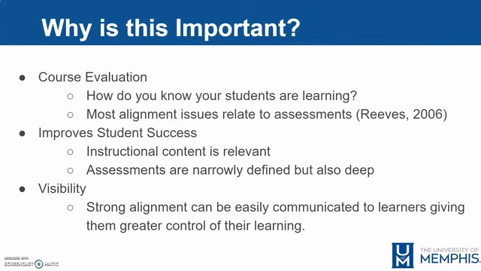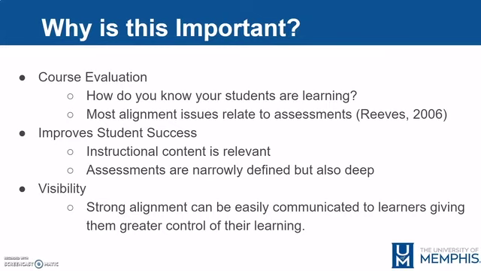Finally, alignment is important for three main reasons. First, it allows you to effectively evaluate your course. Most alignment issues relate to assessments. If they are not tailored to the specific audience, behavior, condition, and degree in the learning objective, this misalignment will interfere with your ability to evaluate the effectiveness of your course.